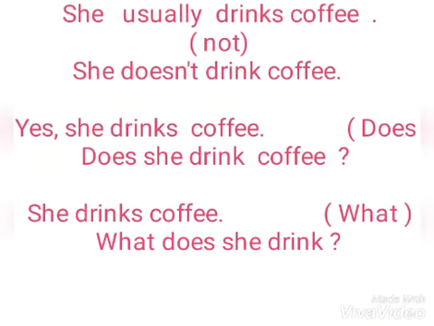Here are some examples. She usually drinks coffee. When I want to put not, لما يقول لي حط not هنا يبقى she doesn't drink coffee. She doesn't وبعدين drink without s. drink في الانفينيتيف. Yes, she drinks coffee. I want to ask with does. Does she drink coffee? She drinks coffee. What يبقى what does she drink?